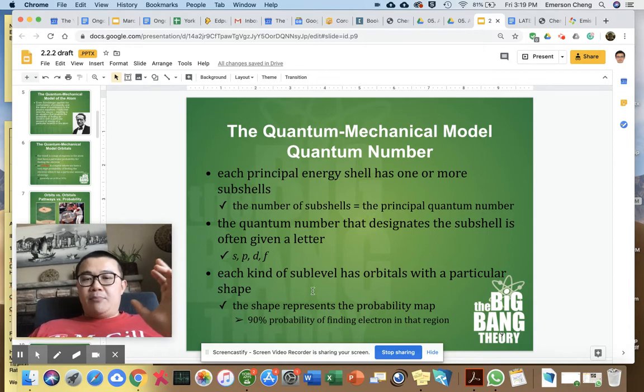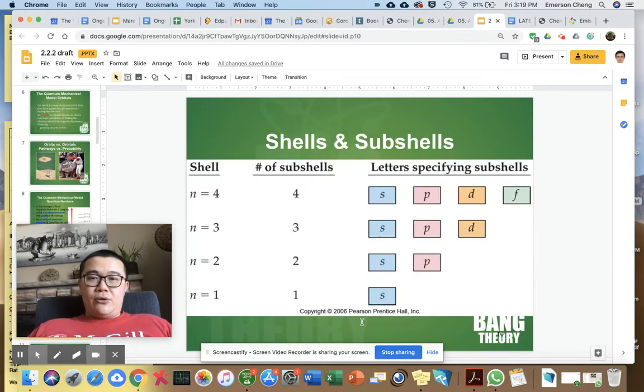Each kind of sublevel has orbitals with a particular shape, so they all have some sort of shape. The shapes look very different. You're talking about where these things are going to be, the chances of you finding an electron in that area. So it's a 90% chance, and all these are defined by math. So basically, a diagram would look like this: 1, 2, 3, 4. You have 4 levels. So level 1, you have 1 subshell. Level 2, or shell number 2, you have 2 subshells. 3 will have this. 4 will have this. Each subshell has a letter.